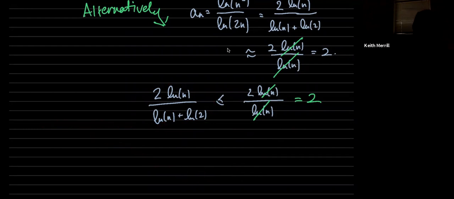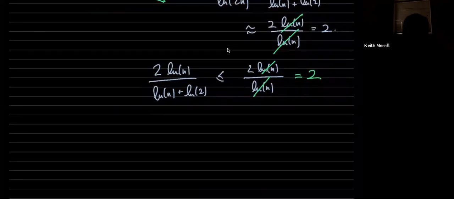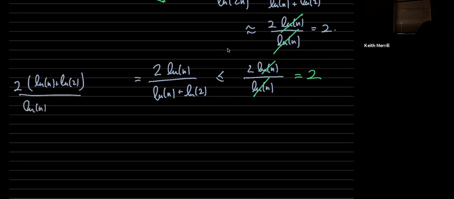The problem is that it's really not that obvious how to find something that's smaller that trivially goes to 2. But I'm going to do it in the following way. I'm going to cleverly rewrite this. This expression can be rewritten, if you think about it, as 2 ln n plus ln 2 over ln n plus ln 2.